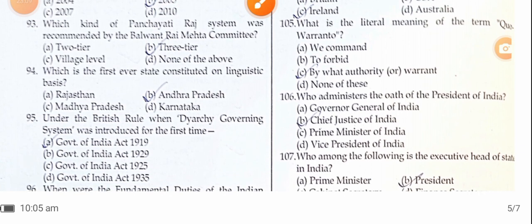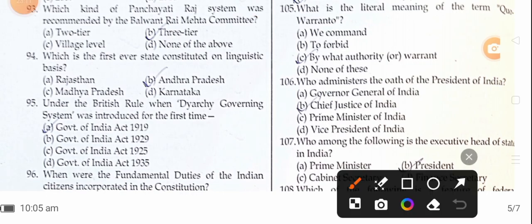Take a look at the next questions. What is the first ever state constituted on a linguistic basis? Andhra Pradesh. Under British rule, when was the dyarchy governing system introduced for the first time? The right answer is Government of India Act 1919, option A. Who administers the oath of the President of India? Chief Justice of India.